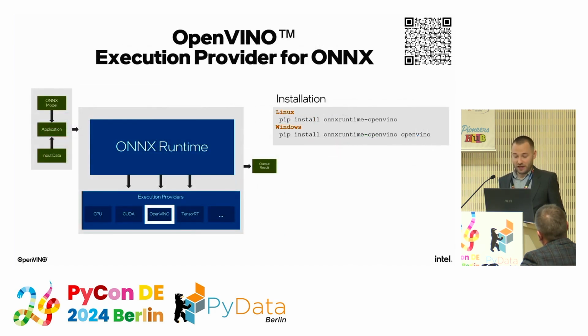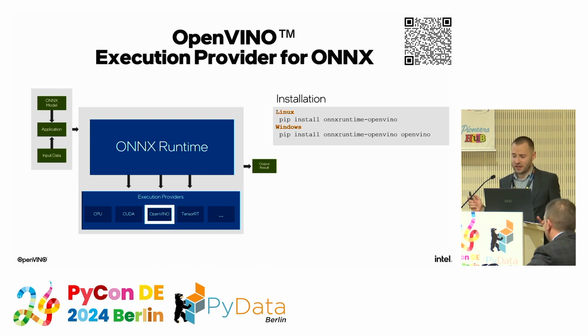Good. The third way, for ONNX. So if you use ONNX, you can also install ONNX Runtime with OpenVINO, and OpenVINO is one of the execution providers. So you need to specify in your code that the provider you will use is the OpenVINO execution provider, and that's all. It will also use OpenVINO as a backend.